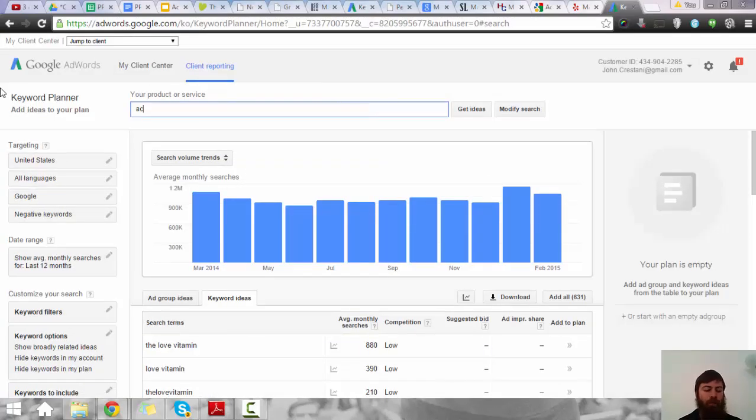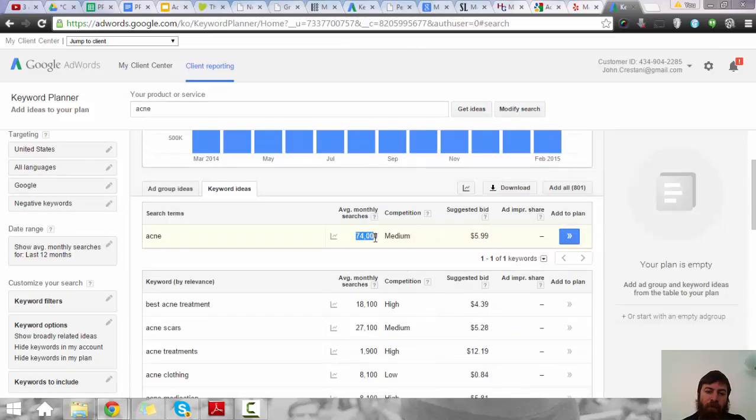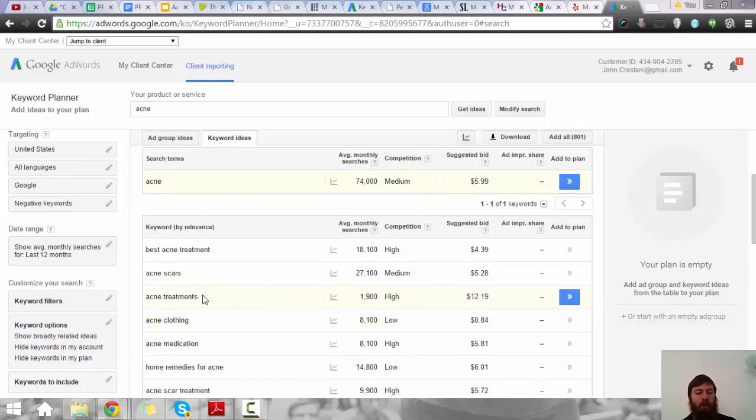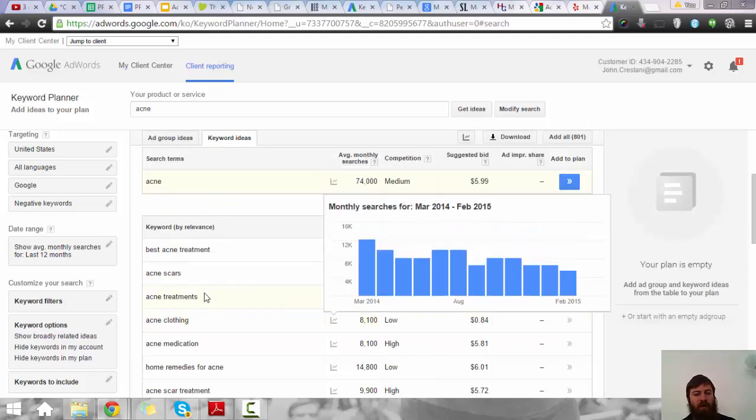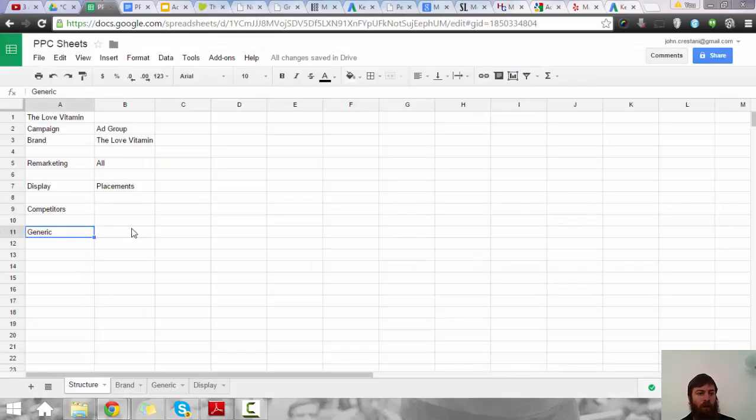So let's just start getting some ideas, and let's search acne. So we'll see 74,000 monthly searches. This is going to be too broad for us to target, at least at the moment. We have to get some more specific keywords before we start going there. So acne treatments is about 2,000. I'm going to throw this in here.